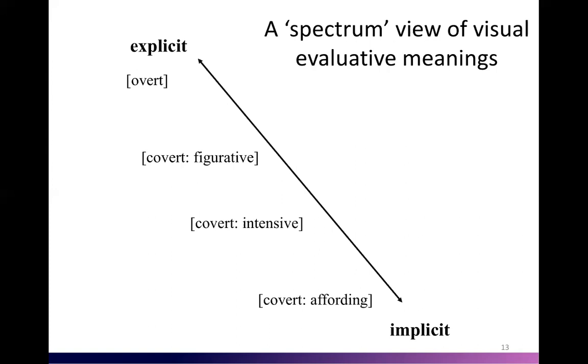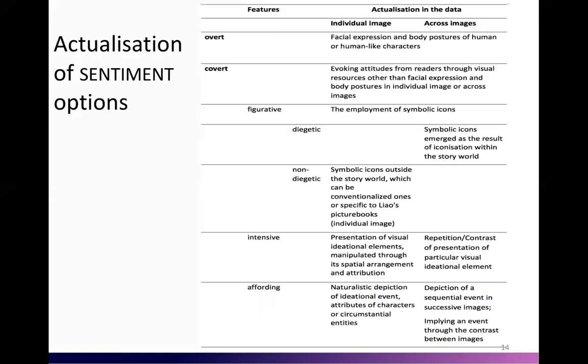And then I use the label covert to indicate those emotional values that are expressed not from facial expressions, but from some other visual meaning-making resources, such as colors, the layout, or some construed visual event. Okay, so these three ways of visual strategies of evoking readers' empathic responses are identified in those picture book stories, which include affording, figurative, and intensive.